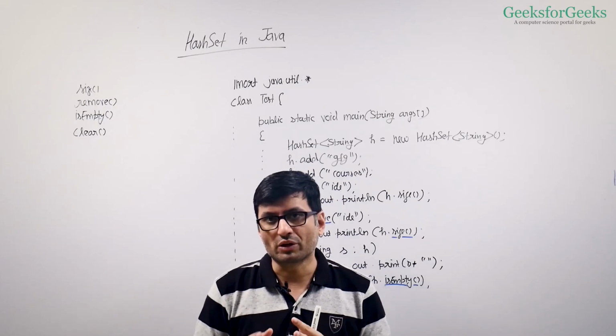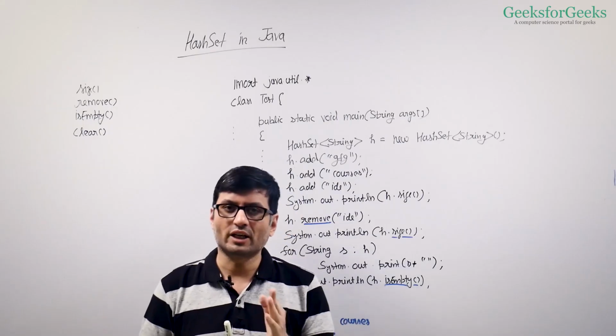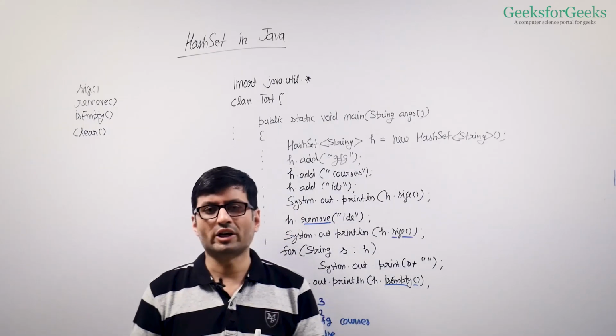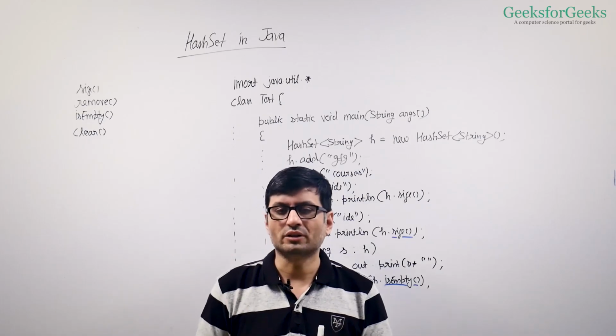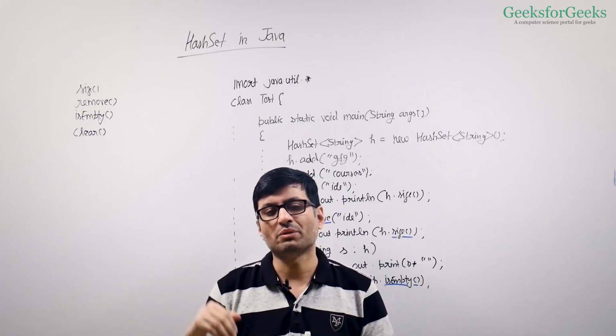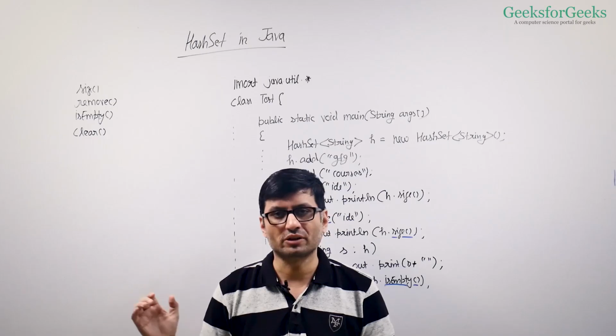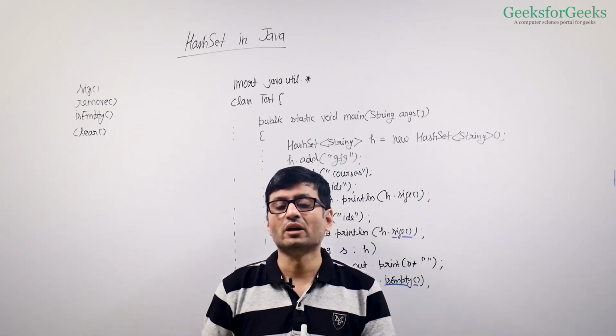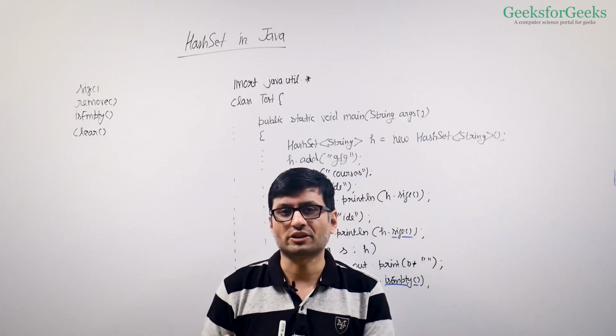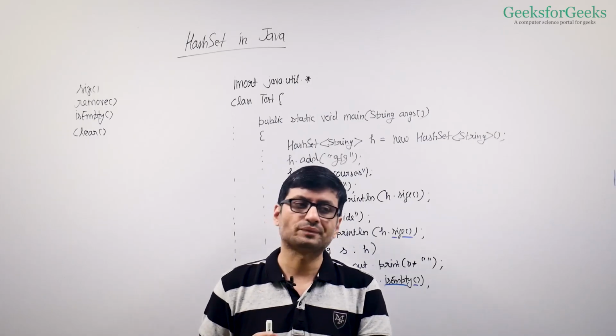One more thing about traversal. When you traverse a hash set, there is no guarantee of any order in the output. Any item can be printed at any place. They can be printed in any order. So orders can be different when you traverse through the hash set for different sets of items.